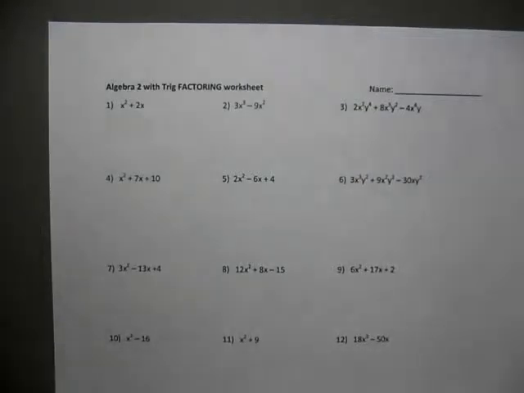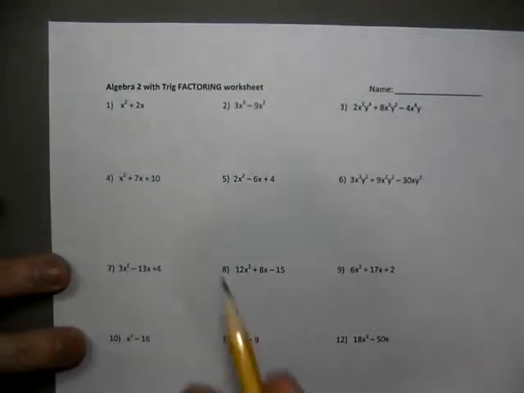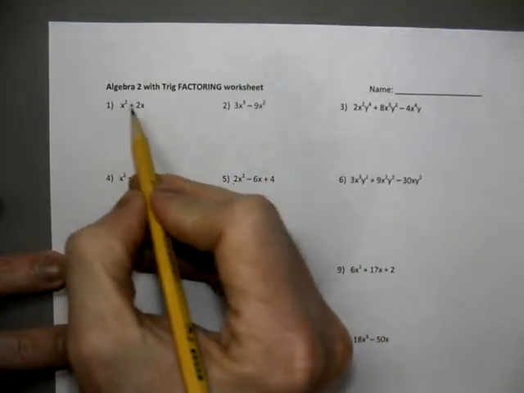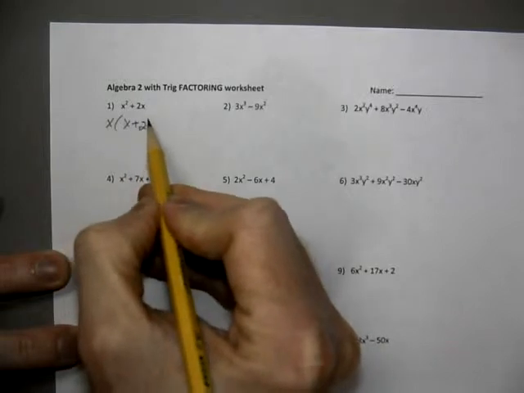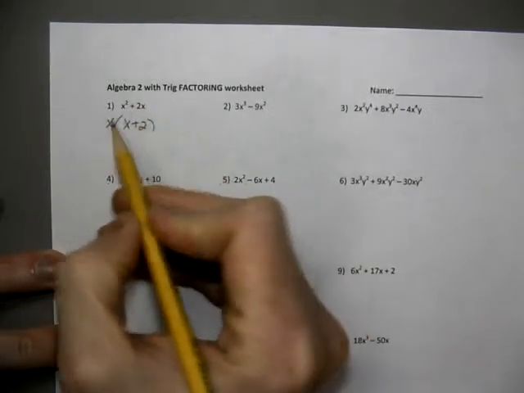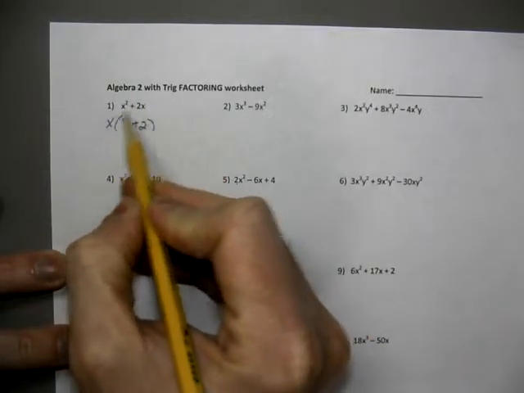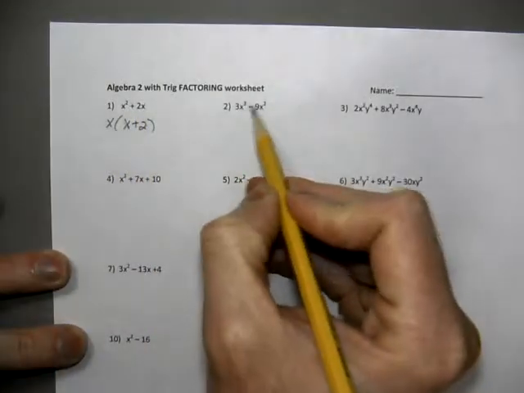This is for Algebra 2 with Trig. It's working on a factoring worksheet. We're factoring out a GCF. So you can always check it by distributing that through to get what you started with.